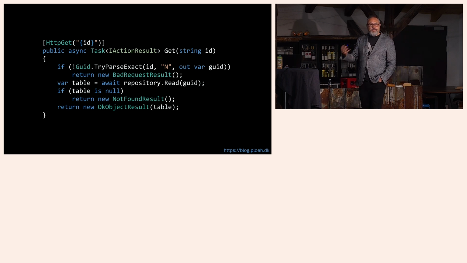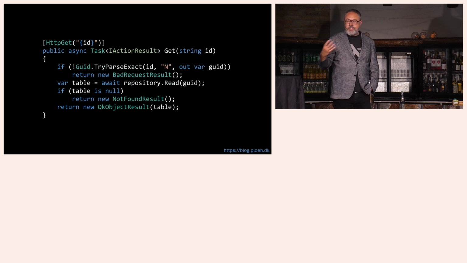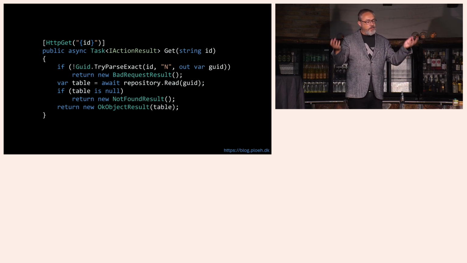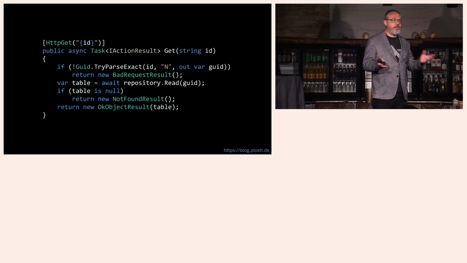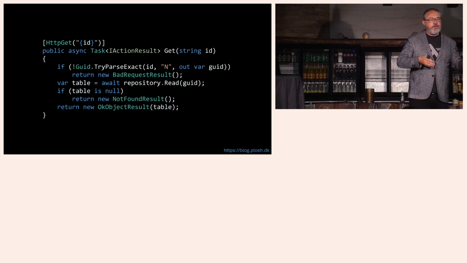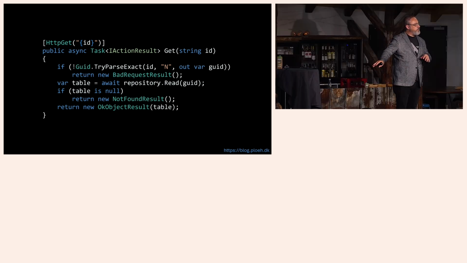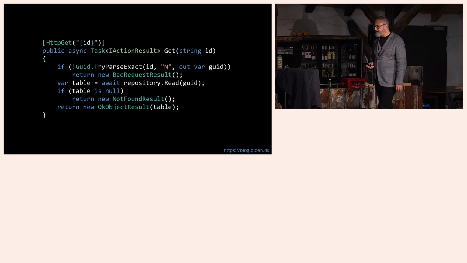So we do a little bit of input parsing just to figure out if the ID is actually a GUID. Then we just call the repository, ask it to read that particular GUID, and then we get that table back, and that table represents a restaurant table on all kinds of different levels, so also on the UI level. So we just take that, package it into something called an OK object result, and return that. So that's just the way of saying we're going to return 200 OK, and whatever this table thing serializes into is just going to be the body of that HTTP response.